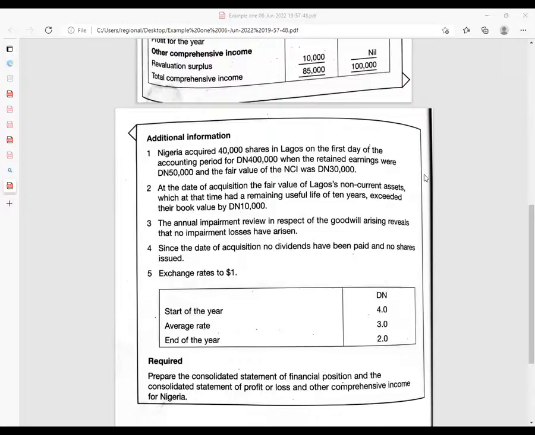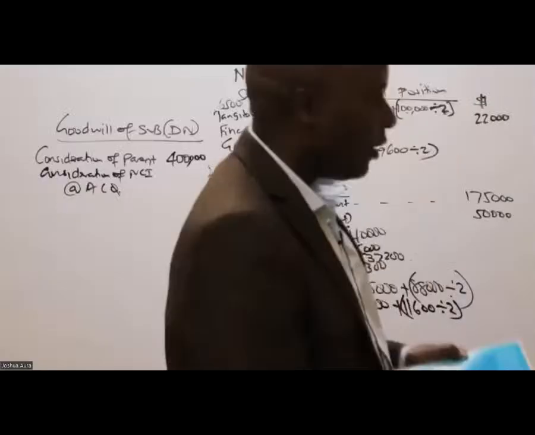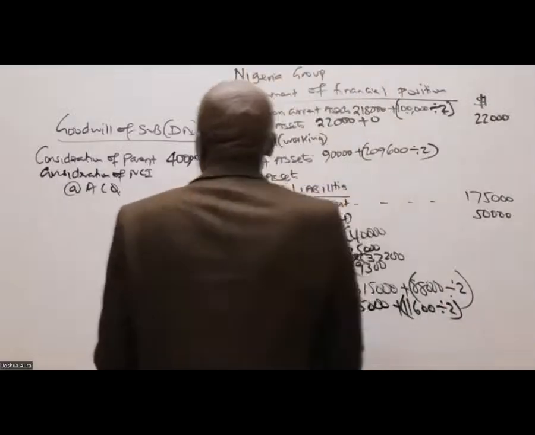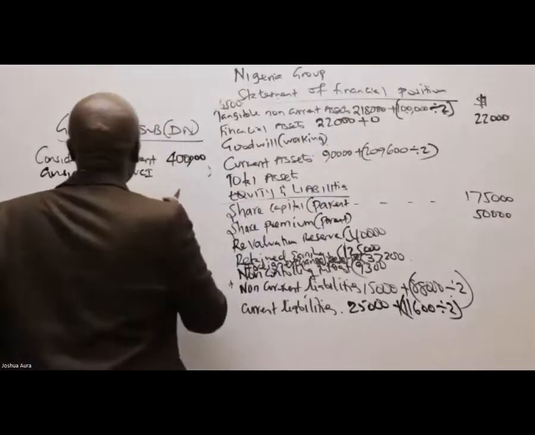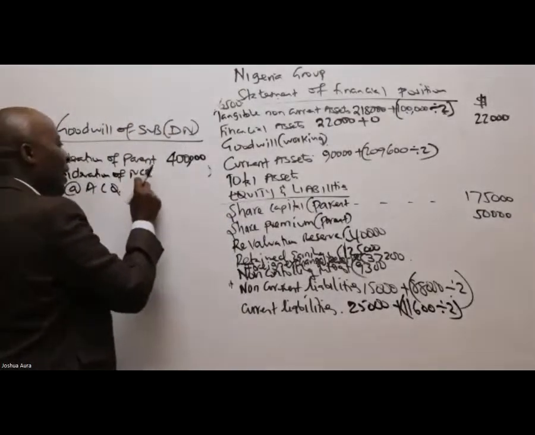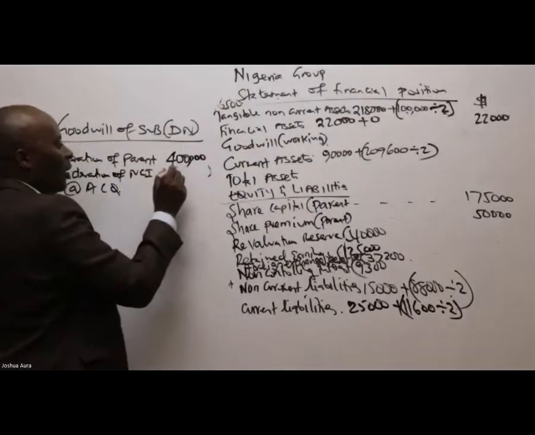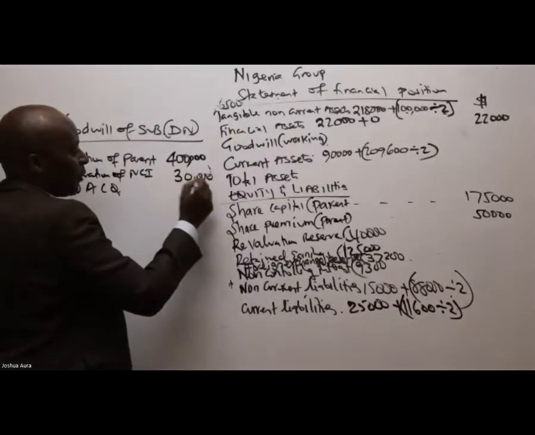The fair value, and so on. You're told somewhere here: Nigeria acquired 40,000 shares in Lagos on the first day of the accounting period for DN, when the retained earnings were DN 50,000, and the fair value of NCI was 30,000 DN. So everything is in terms of DN. Again, consideration of NCI at the date of acquisition, they have told us, is 30,000.